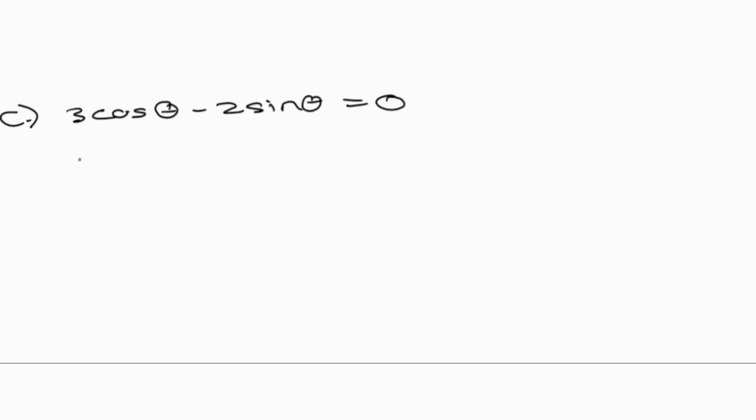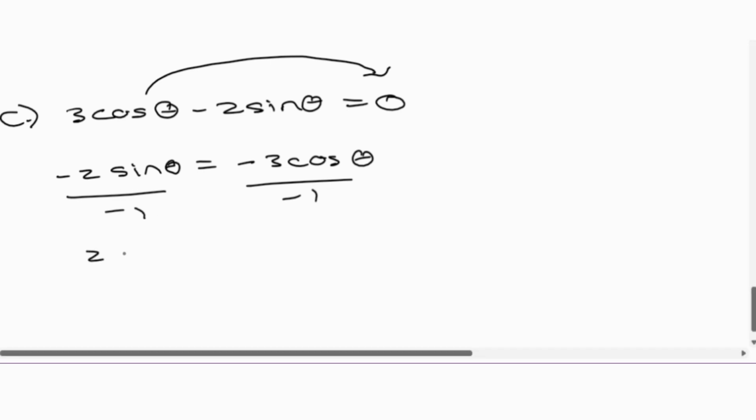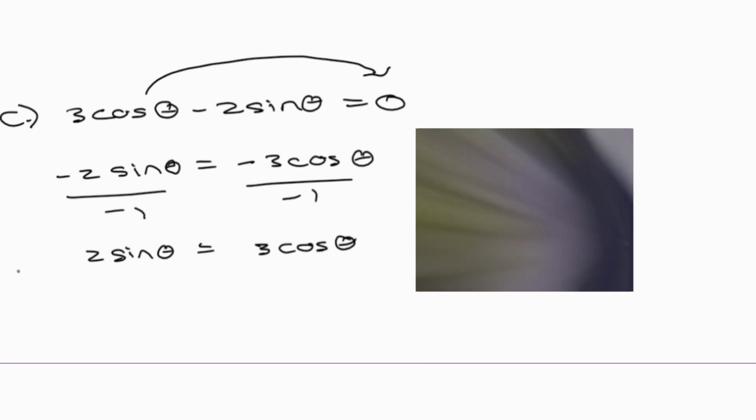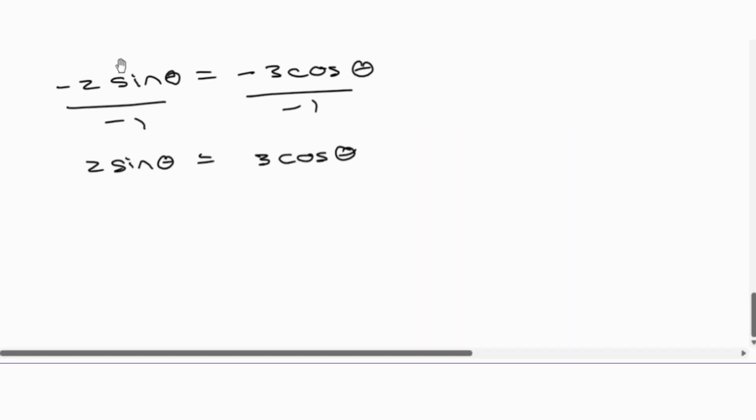We're going to take this 3 cos over, and that's going to become a minus cos. So minus 2 sine theta is going to become minus 3 cos theta. And yes, you can go through the whole shebang of dividing by minus 1, and then 2 sine theta is equal to 3 cos theta. Why did I divide by minus 1? Because I don't want to deal with negatives. I do not want to deal with negativity today, all right?